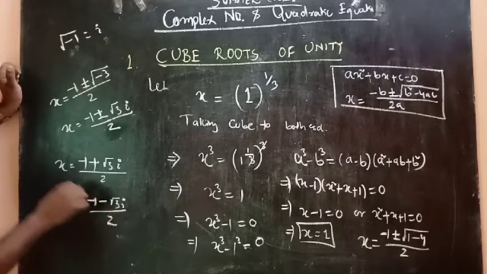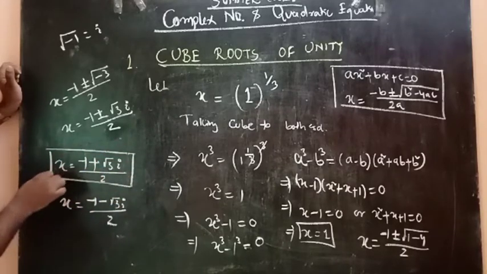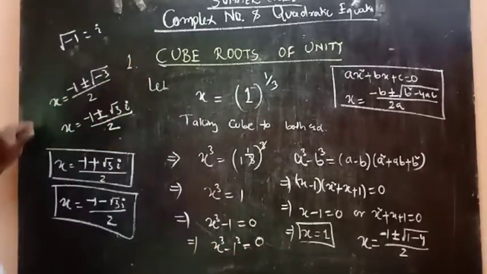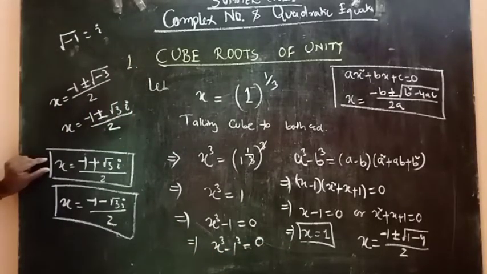So these are the cube roots of unity. First, x is equal to 1. Then x is equal to minus 1 plus root 3 i by 2.